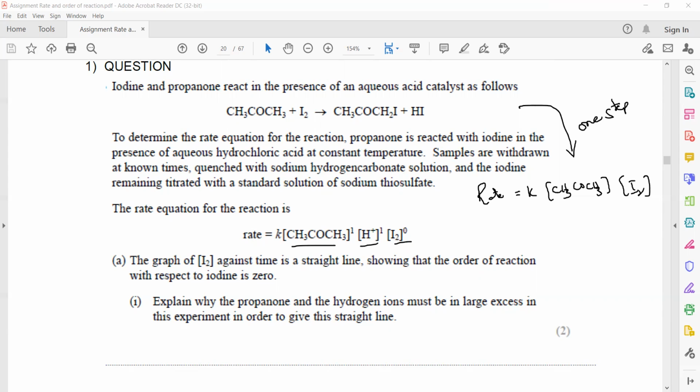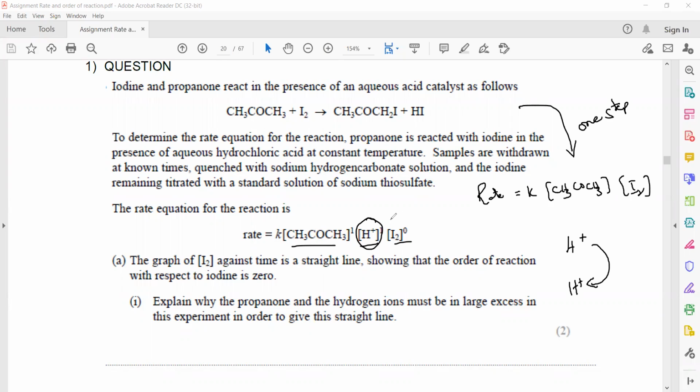So we can say that iodine is not involved in the rate determining step, as we can see in the rate equation, and hydrogen ion is involved in the rate determining step. And the catalyst can be regenerated, because hydrogen ion is not a reactant, but hydrogen ion is involved in the rate determining step. If hydrogen ion is involved in the rate determining step, because it is a catalyst, it must be regenerated, because a catalyst is a substance which is chemically unchanged, or it is regenerated when the chemical reaction ends.